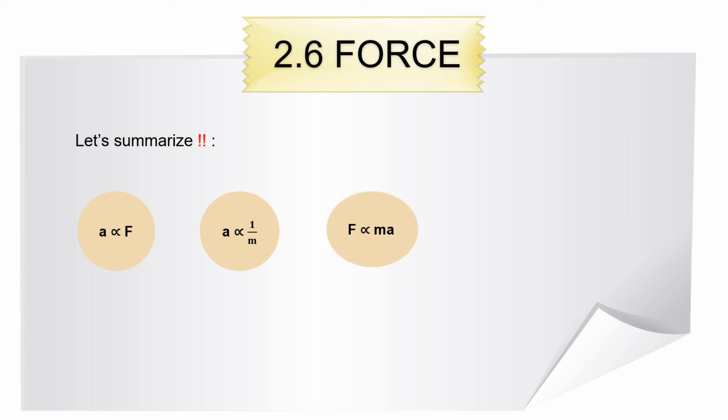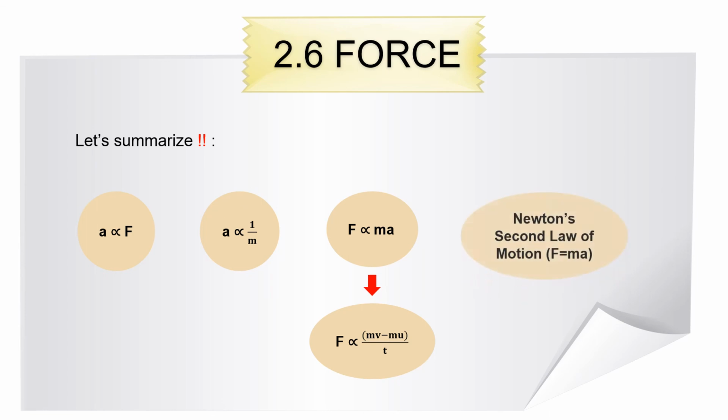Then, the relationship between force, mass, and acceleration. Force is directly proportional to mass and acceleration. From this expression, we obtain the expression of Newton's second law of motion, which is: the rate of change of momentum is directly proportional to the force and acts in the direction of the force. Last but not least, the formula that you need to apply in the calculation of Newton's second law of motion is F equal to ma.